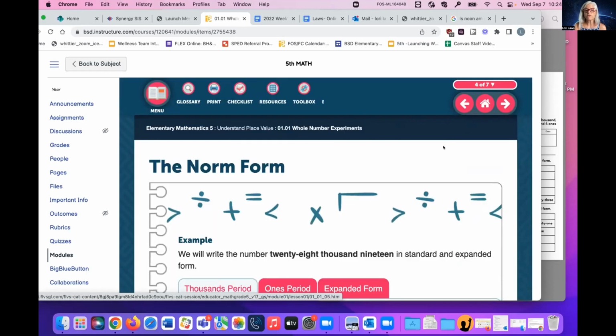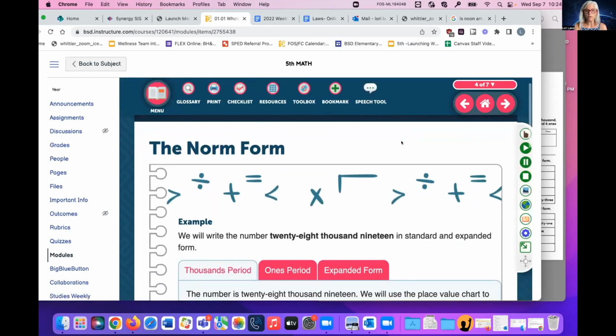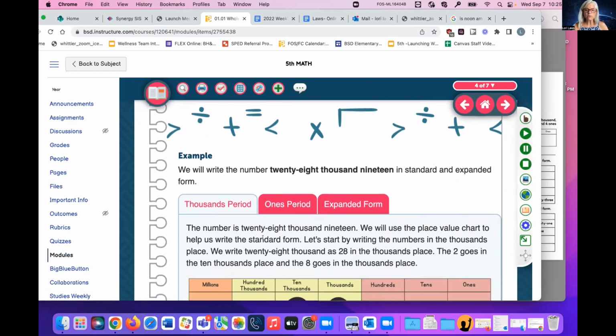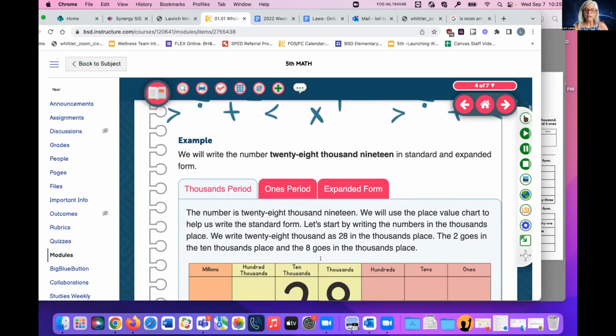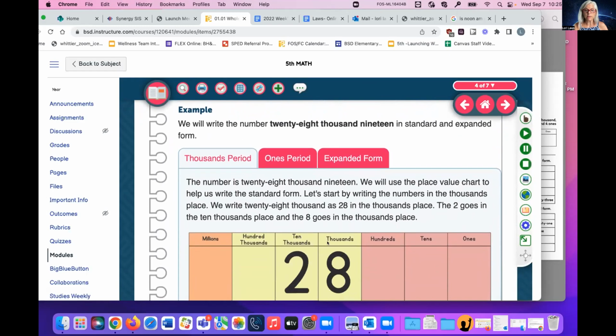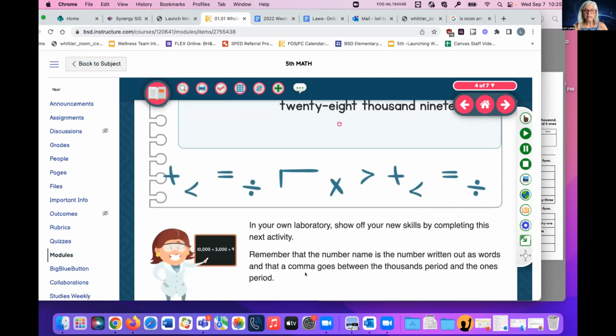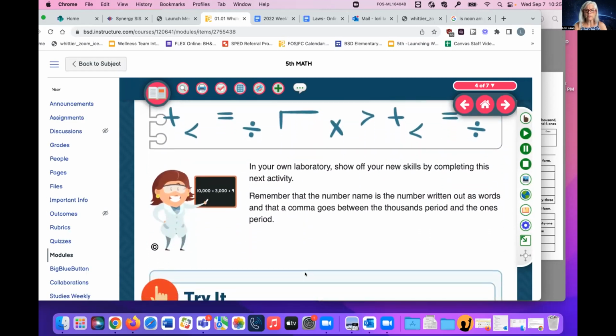All right, moving on to the 4th page of our lesson, the number form. We will write the number 28,019 in standard and expanded form. The number is 28,019. We'll use the place value chart to help us write the standard form. Let's start by writing the numbers in the thousands place. So 20 goes in the 10,000s place. We put the 2 there, and the 8,000 go there. 28,019. In your own laboratory, show off your number skills by completing this next activity.